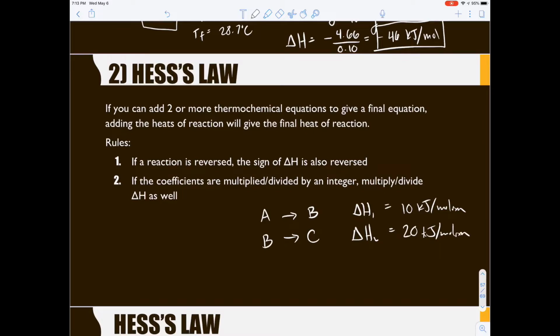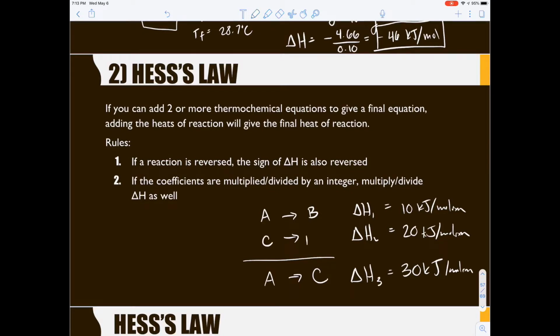Well, that's fine. Then you would say, okay, if I add these together and I get A going to C, then it makes sense that the overall change in enthalpy will be a combination of those, and that is correct. So you're basically adding equations together to get a target equation. You would be adding together equations whose delta H's you know to determine the delta H for an equation that you don't know.